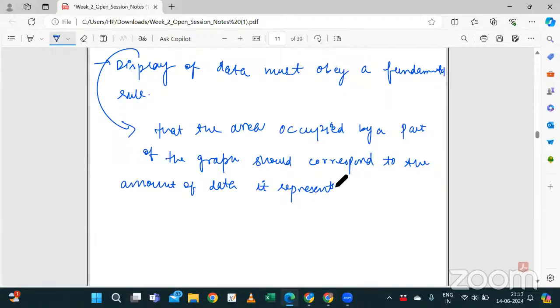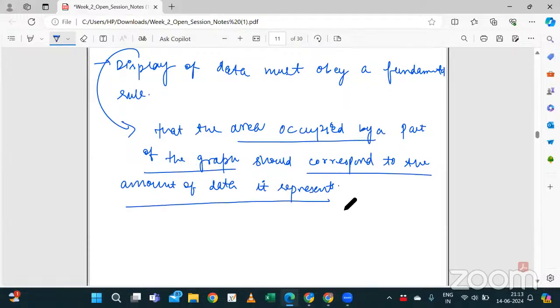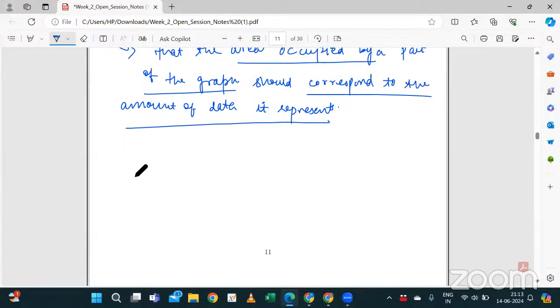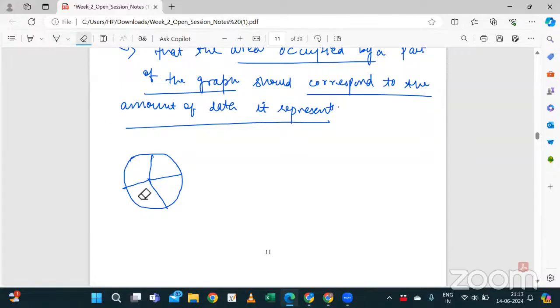If we are violating this definition of the area principle, it means we are misleading with statistics. So what is the meaning of the area occupied by a part of the graph corresponding to the amount of data it represents? I will draw 2 pie charts. Just try to understand, once again.